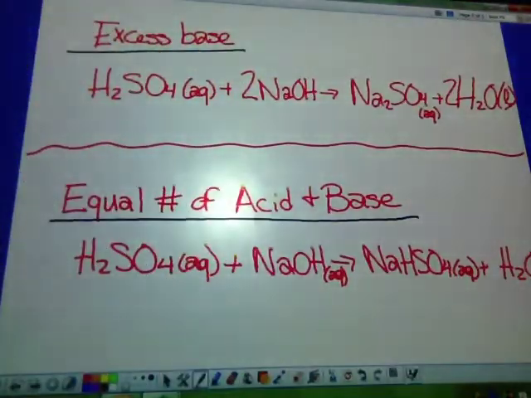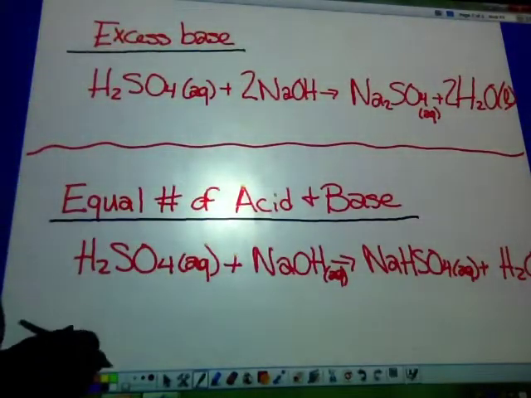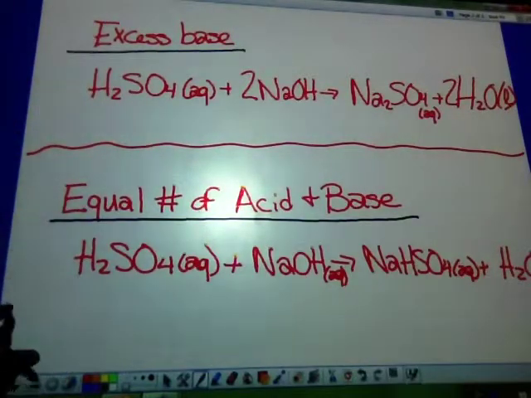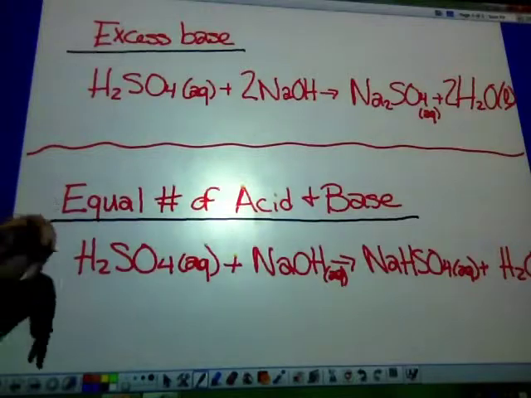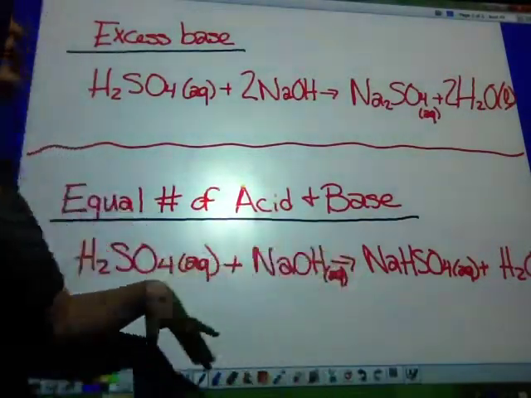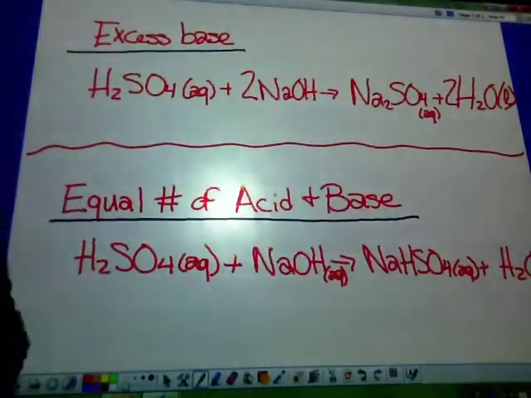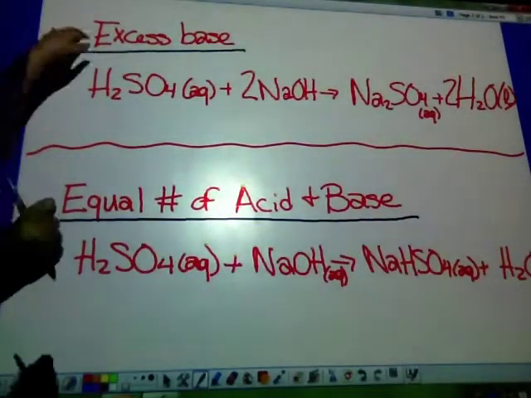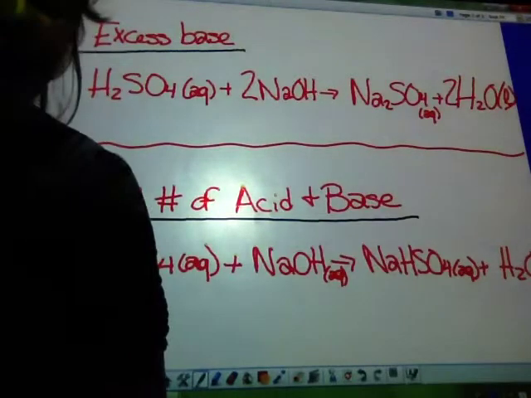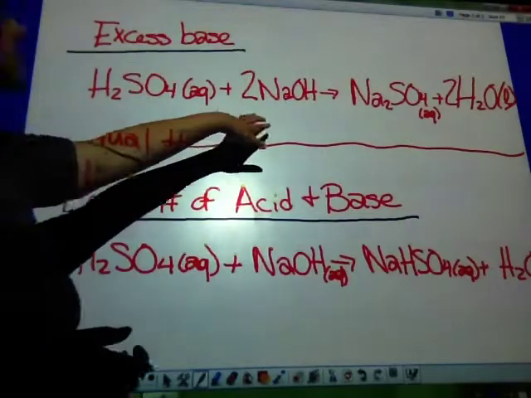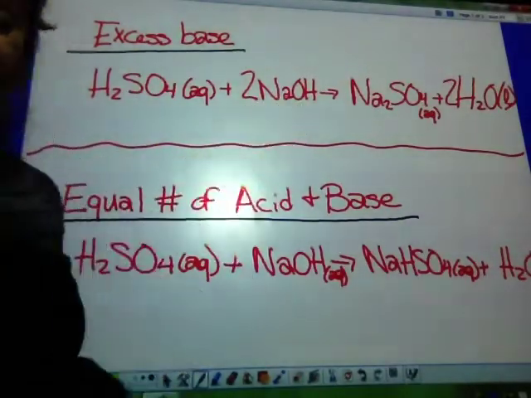And that is, you want to look for keywords. So one keyword or key phrase is excess base, or you may see something that says equal concentration of acids and bases, or equal moles of acids and bases. Okay, well, what's the difference? When you see the phrase excess base, let's just say, for example, sulfuric acid is reacted with excess sodium hydroxide.